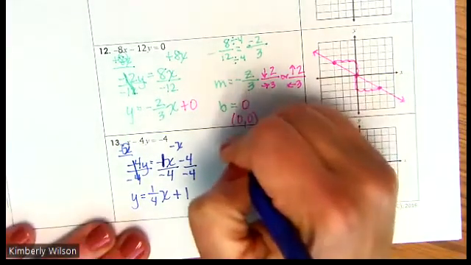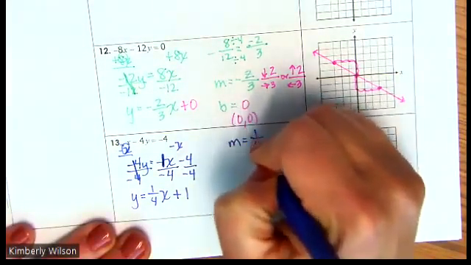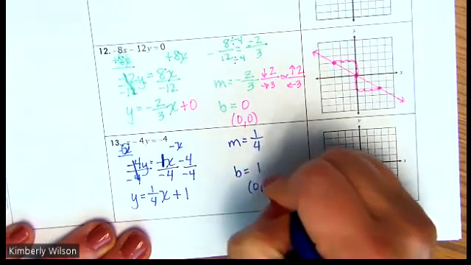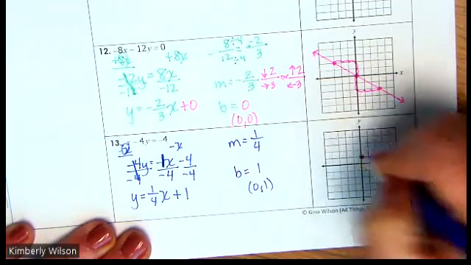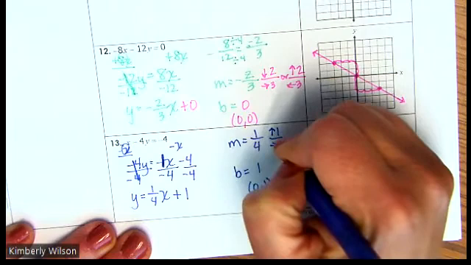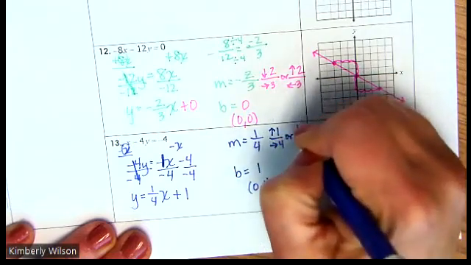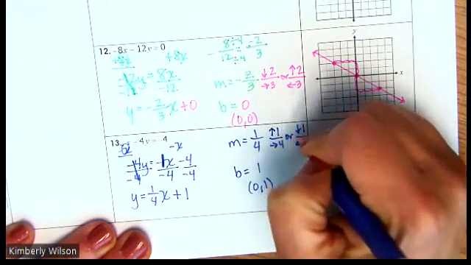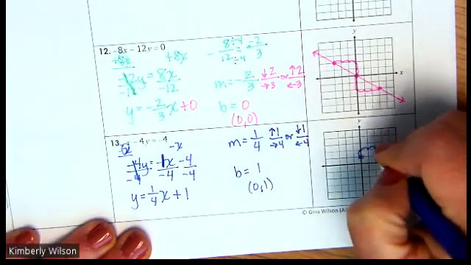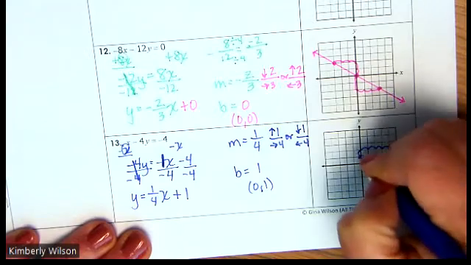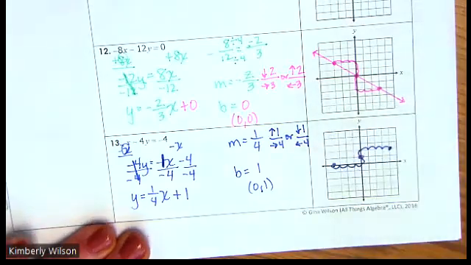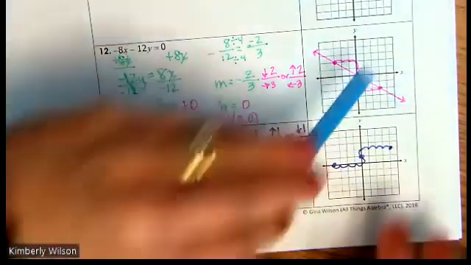And now we pull out our slope, which is 1/4, and our y-intercept b, which is 1, and that's the point 0, 1. At that point, it's positive, so I'm going up 1, to the right 4, or down 1, and to the left 4. Okay, up 1, 1, 2, 3, 4, or down 1, 1, 2, 3, 4, and that's all that I can plot. So I now play connect the dots.